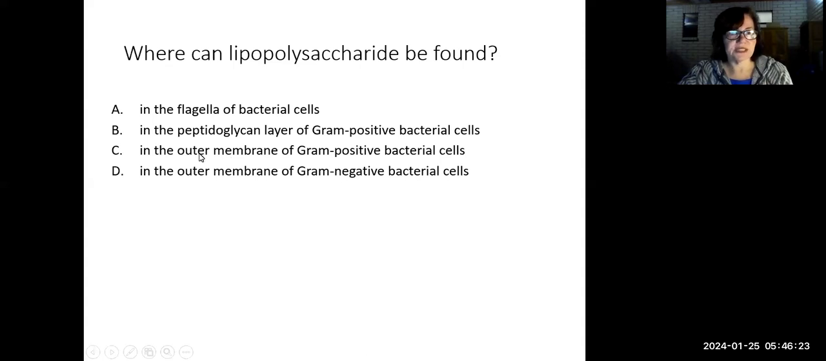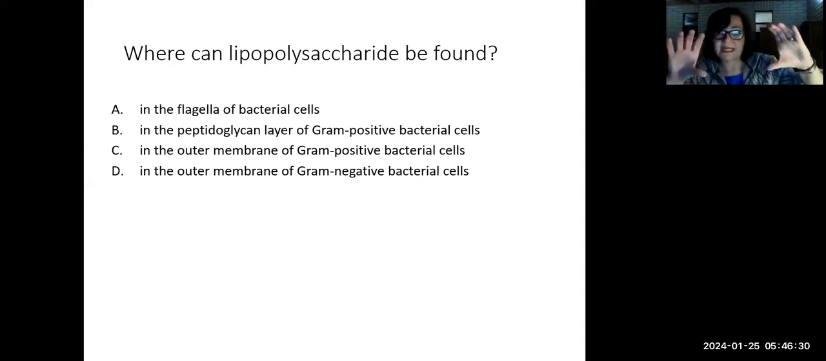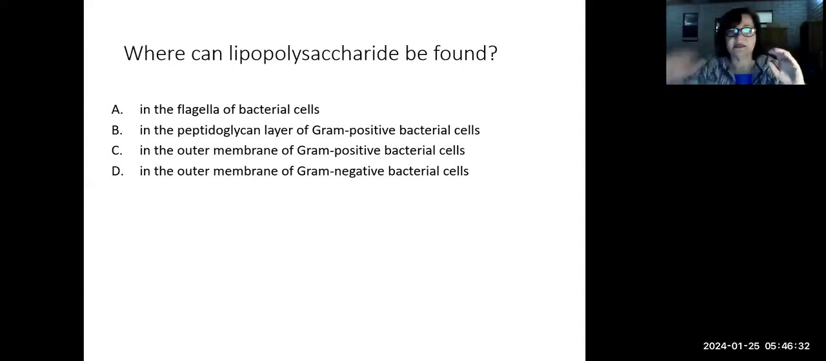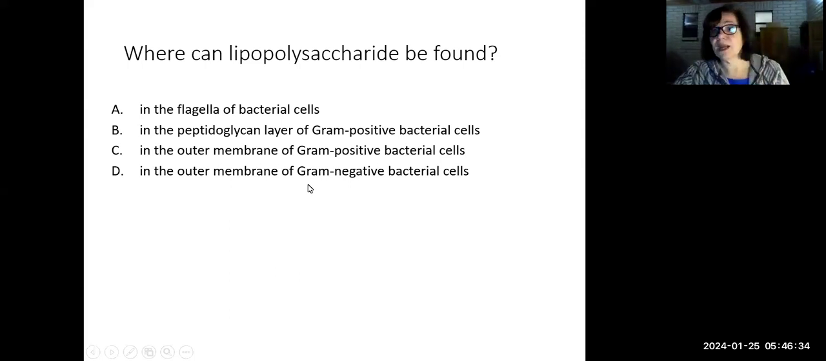There is no such thing as the outer membrane of a gram-positive bacteria. The gram-positive cell walls just have that really thick peptidoglycan layer and no outer layer. That's unique to gram-negative cells.